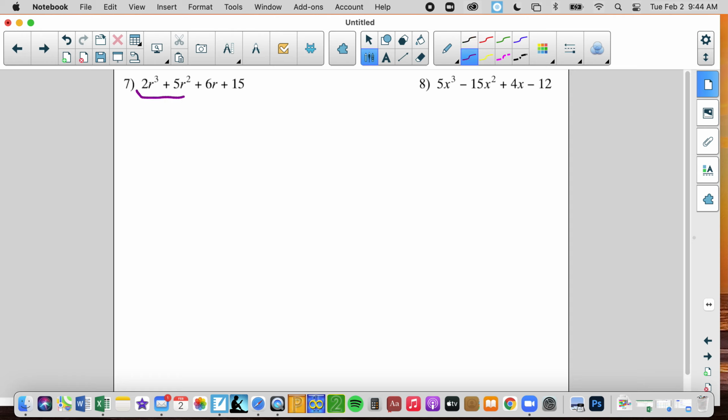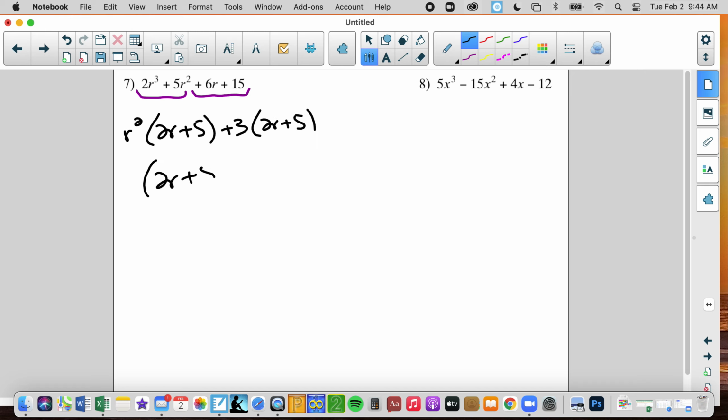Group them. Group 1, Group 2. Where there is no coefficient that we can pull out, so we can only pull out variables. We'll pull out a 5r squared. You get 2r plus 5. We're going to factor out a 3, and we get 2r plus 5. My answer is 2r plus 5, r squared plus 3.